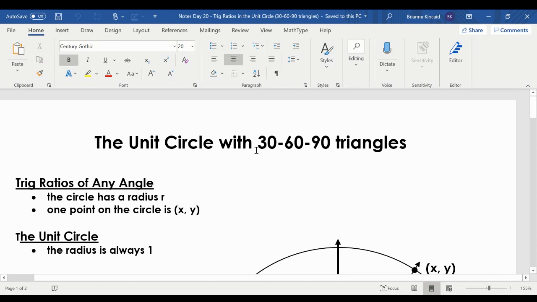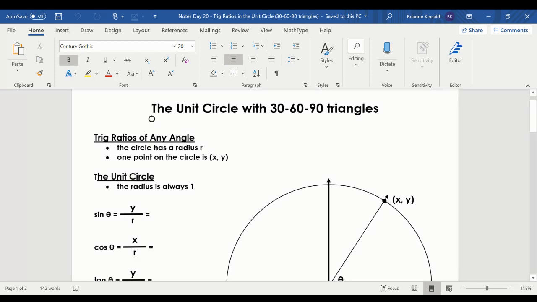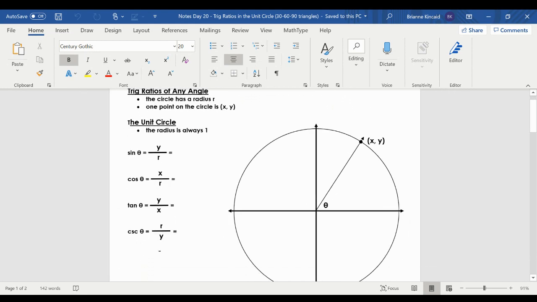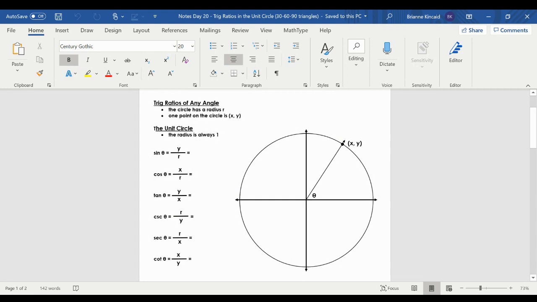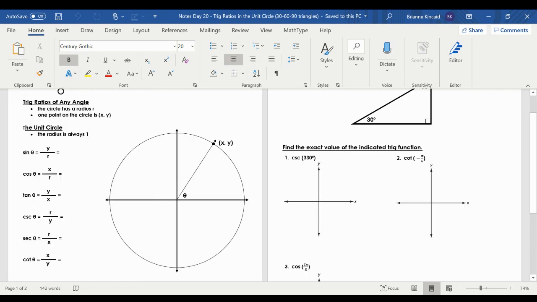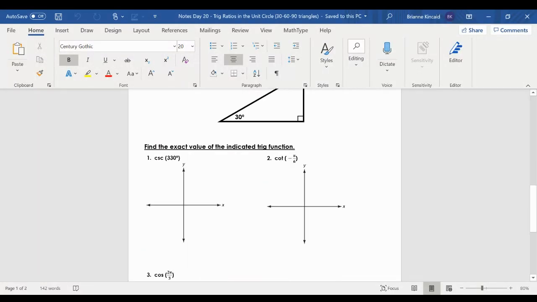Hey everyone, in this video we're going to continue what we talked about in our last video with trig functions within a unit circle. More specifically, we're going to be focusing on the 30, 60, 90 triangles. Now, this idea here we've already talked about a couple of times, so if you need a more in-depth explanation, you can feel free to go back to our last video.